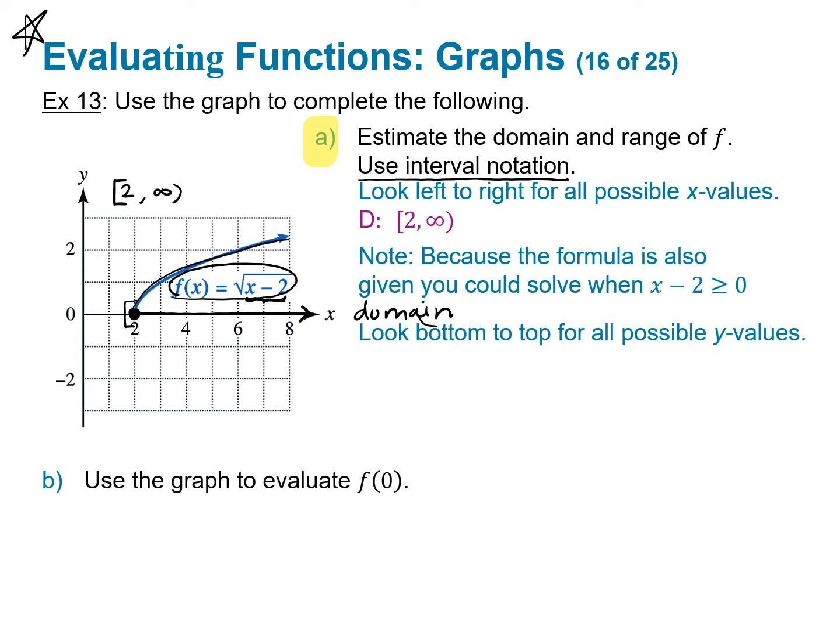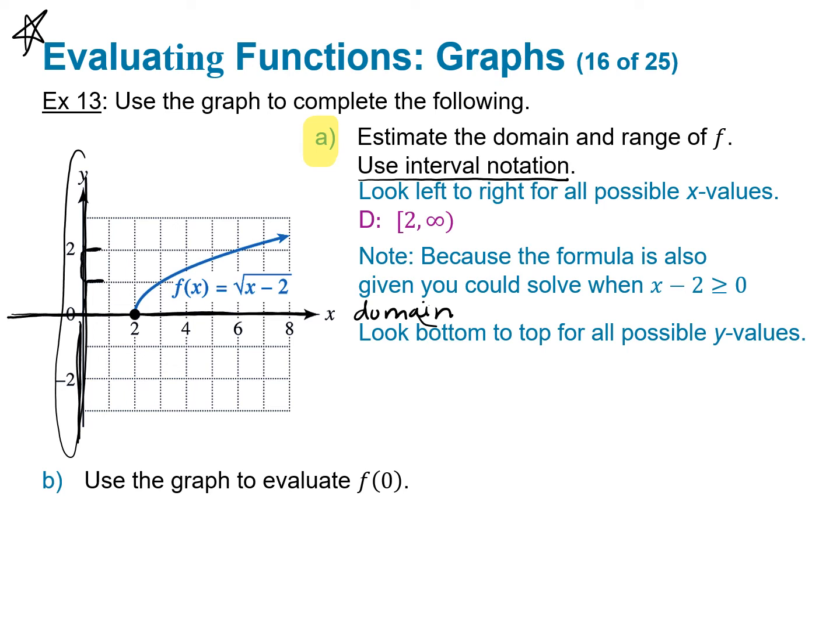Now, for the range, we're going to be looking from the bottom of the function all the way to the top of the function. So we're going to look at the y-axis. There's nothing down here, right? The lowest we see is right here on 0. So our range starts at 0. And there's something at 1, there's something at 2, there's something potentially at 3 because this arrow is going forever. So it's going to continue to go forever. So our range here starts at 0 and it just goes up forever towards infinity. And we write that as 0 to infinity.